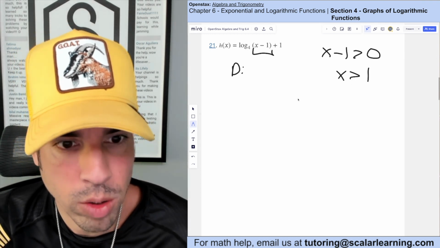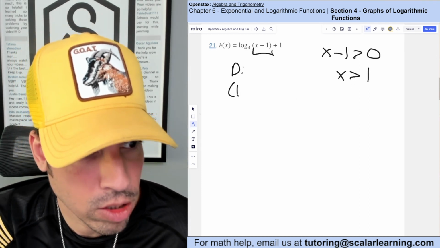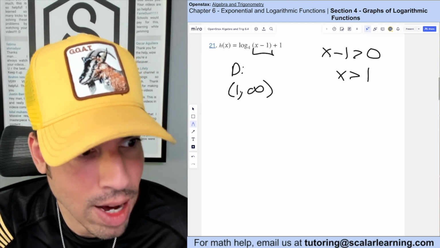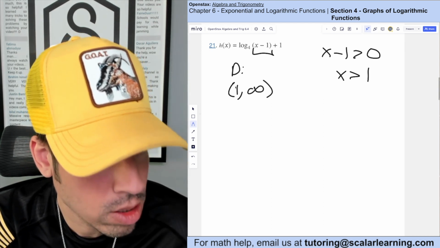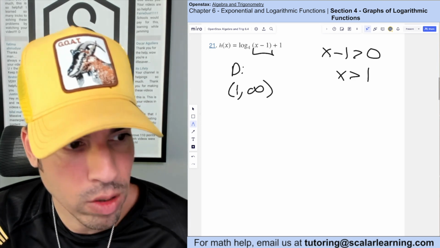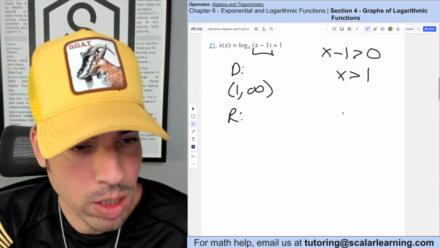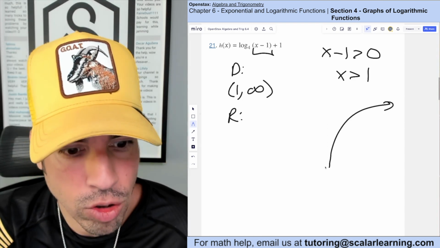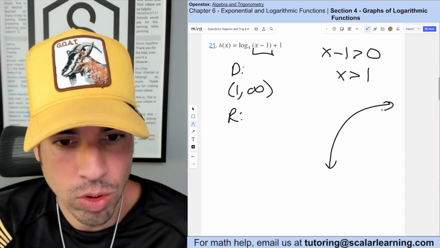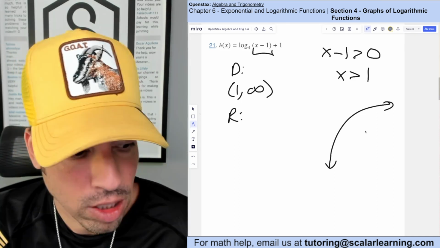X is greater than 1, which means the domain is everything starting at 1 going to infinity, but not including the 1, because we are saying it's greater than 1, hence the curved bracket. Now, when we talk about range, any logarithmic function is going to go like this, right? And that's assuming there are no transformations or reflections that are going to change it, but there aren't.